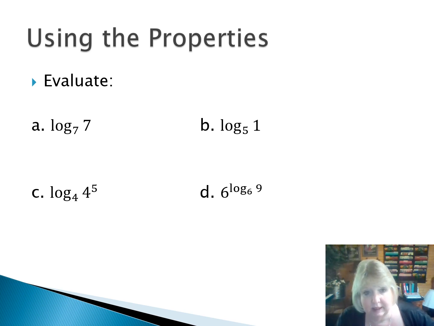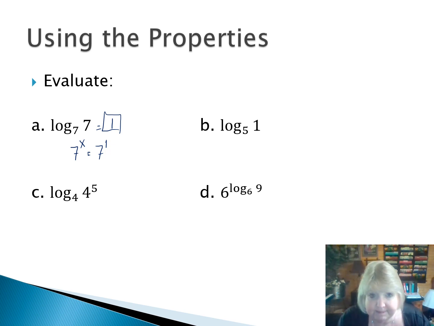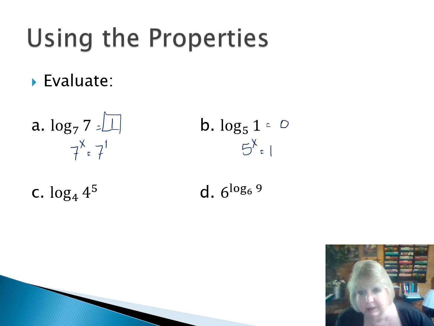So if I said log base 7 of 7 equals x, this would be 7 to the x power equals 7 to the first power. Notice that x is going to equal 1. Okay? Log base 7 of 7. There's my inverses. Okay, on b, if I were to write it out, log base 5 of 1 equals x would be 5 to the x power equals 1. Well, the x power would have to be 0 because anything to the 0 power is 1. Again, that was one of my properties.